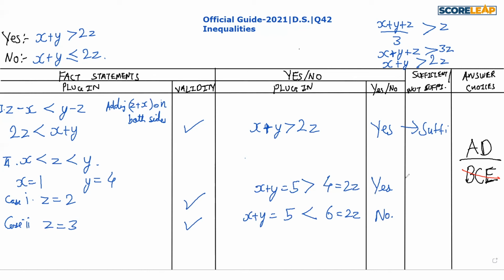Whenever I get one no and one yes, that statement is not sufficient. So statement 2 is not sufficient, and we cross B. Our correct answer is option A. I hope it is clear.